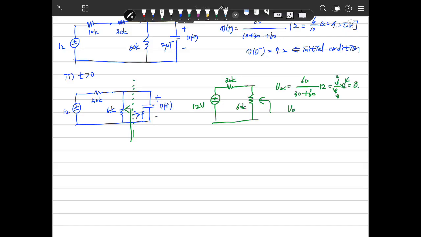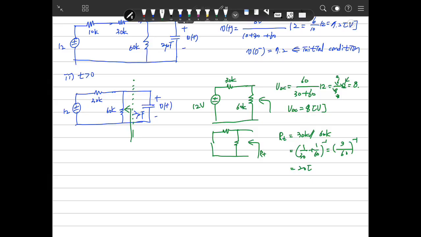So VOC is 8 volt. Then the resistance Rth is 30 kilo and 60 kilo parallel connected here. So there is 1/30 plus 1/60, and 30 in parallel with 60 here is 20 kilo ohm.